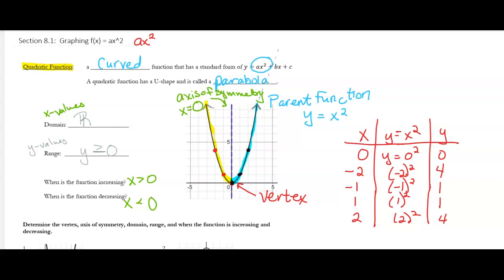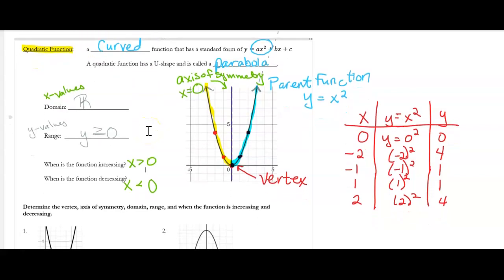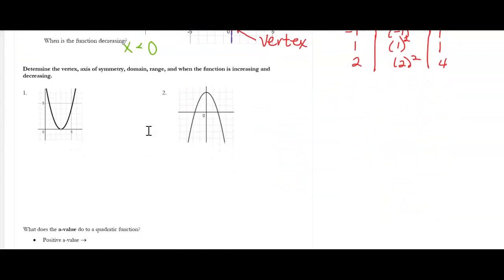Okay, so again, when you find increasing or decreasing, you start on the left side and figure out what's happening on the left and then what's happening on the right of the vertex. All right, so now let's try and actually do some of these. I'll guide you through the first one, and then I'll give you an opportunity to try the next one.